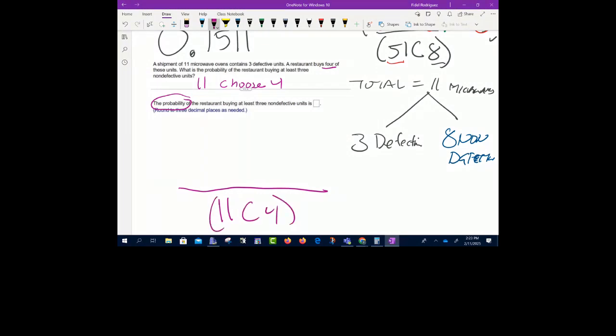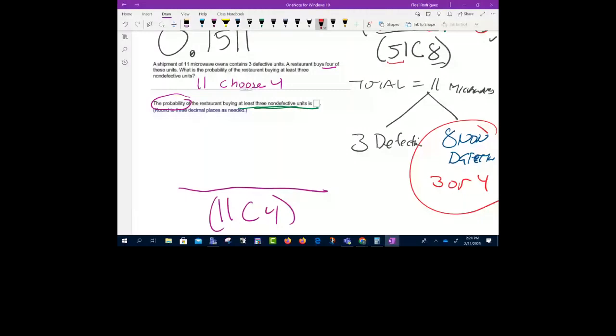Now, we want to make sure that we have at least 3 non-defective units. So y'all, if we want to have at least 3, that means 3 of them are not defective and 1 would be defective, or all 4 of them are not defective and we don't have any that are defective, right? So remember what at least 3 means, 3 or more. So what we want, y'all, is we want either 3 or 4 of them coming from that group, okay? Because then we want to make sure that at least 3 of them are not defective.